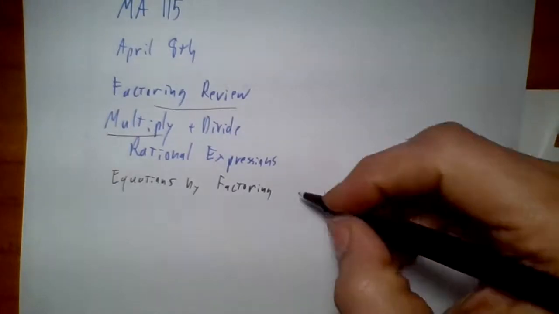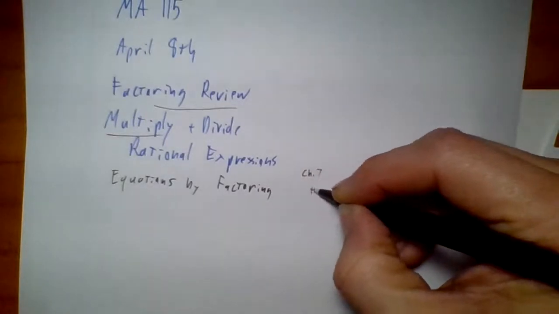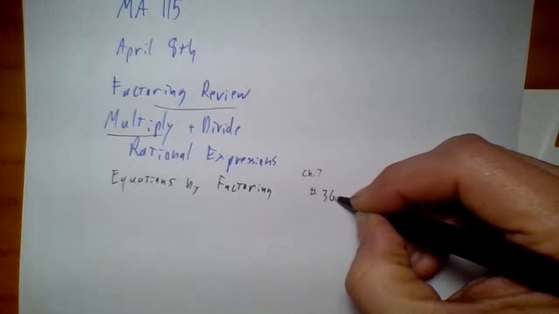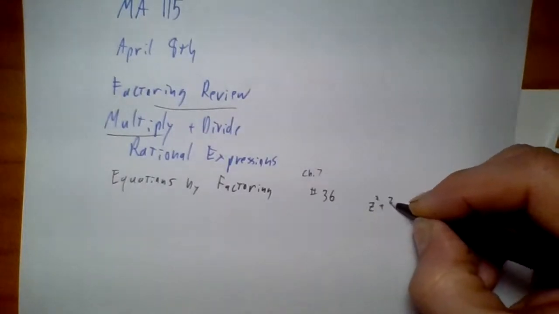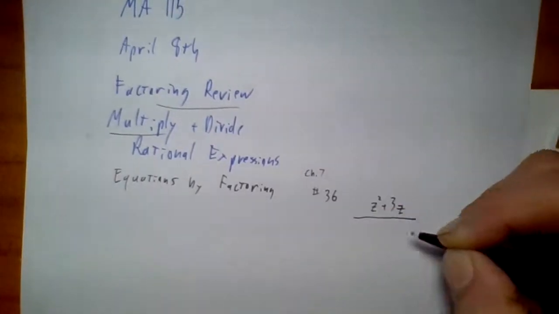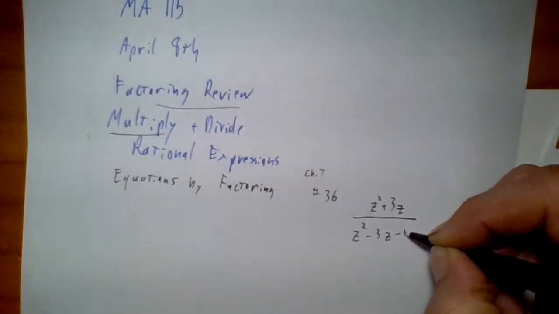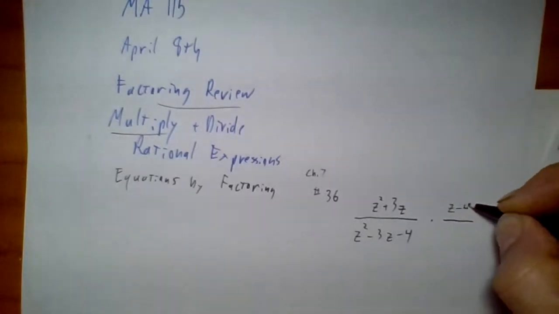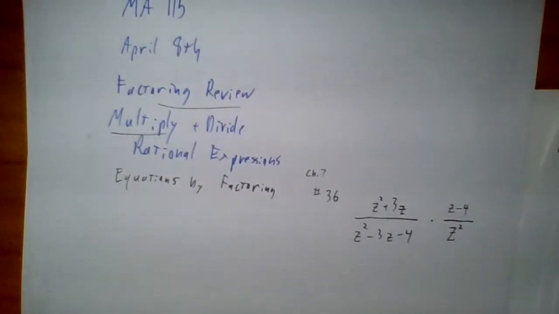I'm taking this out of our textbook, chapter 7, number 36. Z squared plus 3z over z squared minus 3z minus 4, multiplied by z minus 4 over z squared. That's how that thing starts out. I'm going to write everything in factored form and go from there.